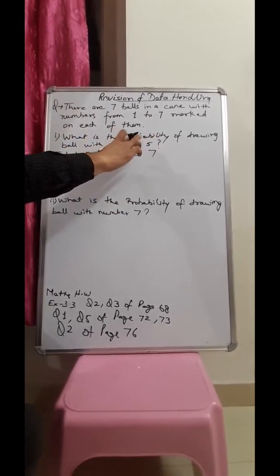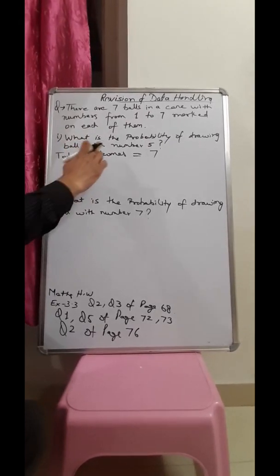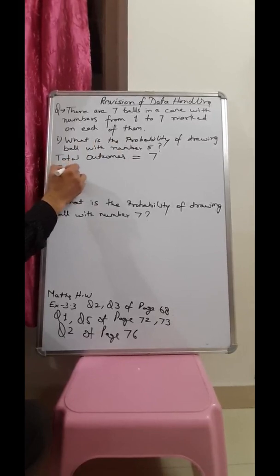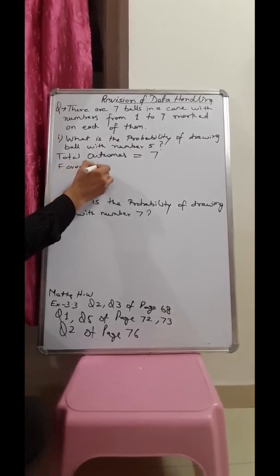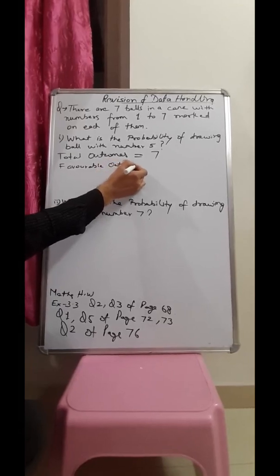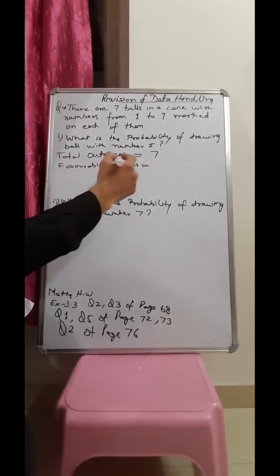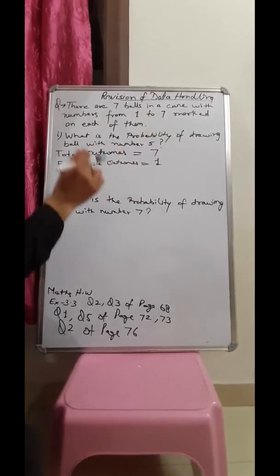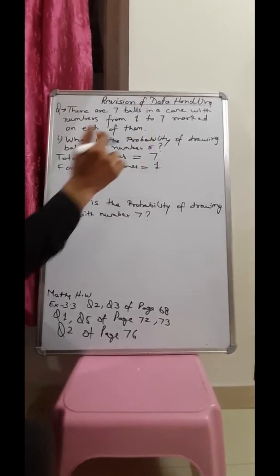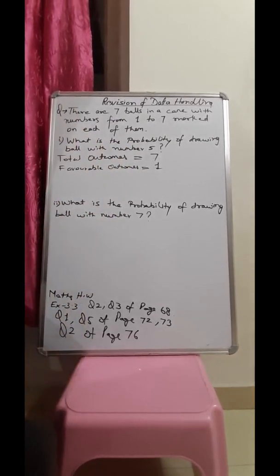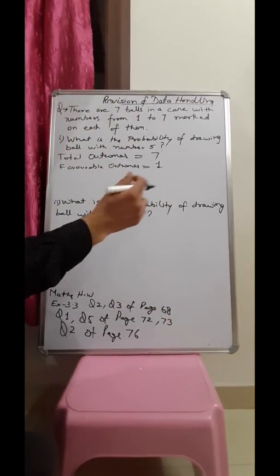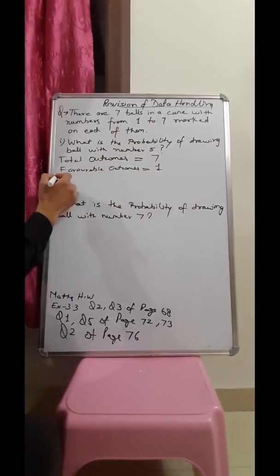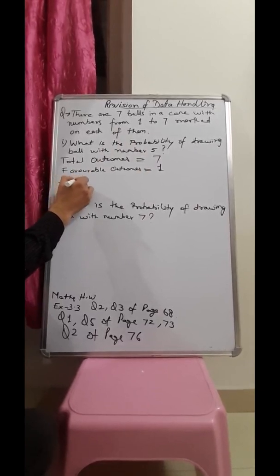And here they are asking the probability of drawing a ball with number 5. So the ball with number 5 will be your favorable outcome. Out of 7 balls, the ball with number 5 will be only 1. So favorable outcomes will be 1.